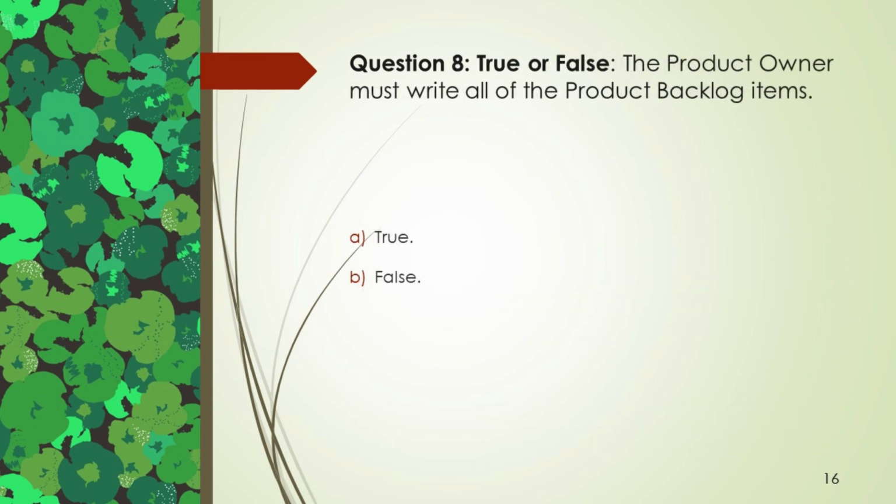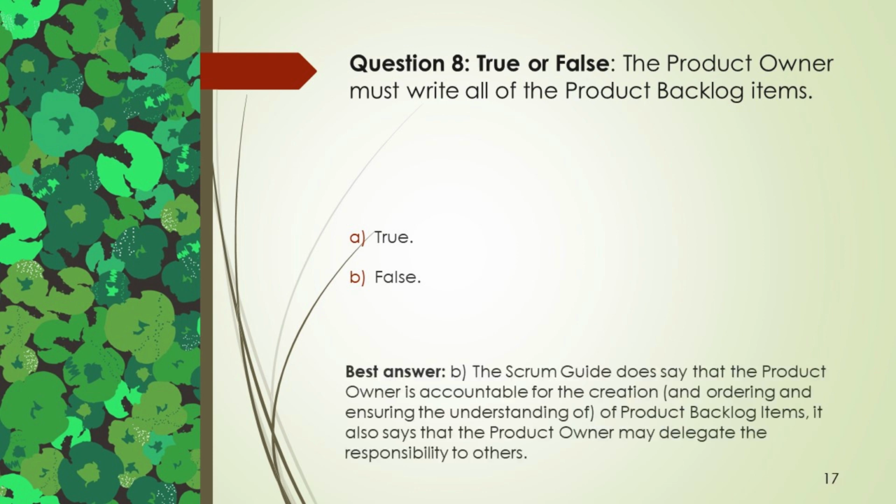Question 8. True or false, the product owner must write all of the product backlog items. A. True. B. False. Best answer: B. The Scrum Guide does say that the product owner is accountable for the creation, ordering and ensuring the understanding of product backlog items. It also says that the product owner may delegate the responsibility to others.